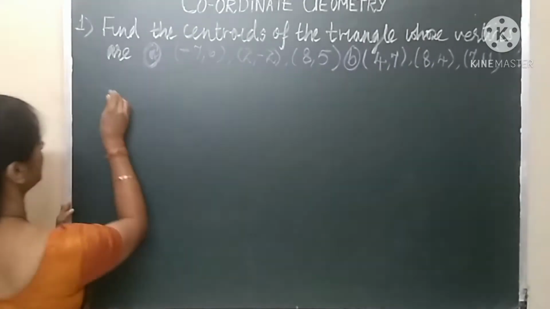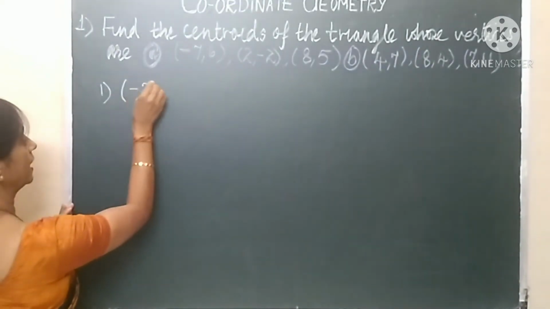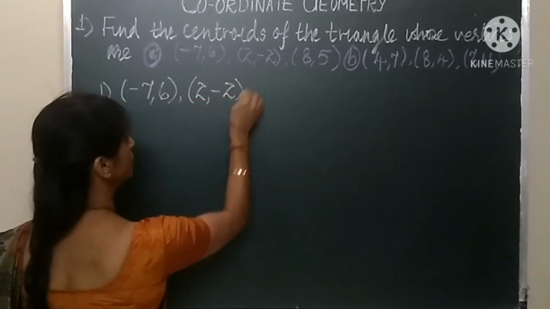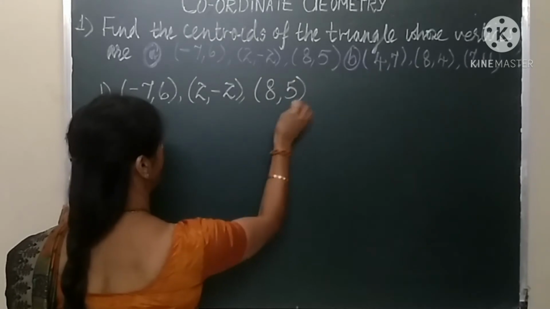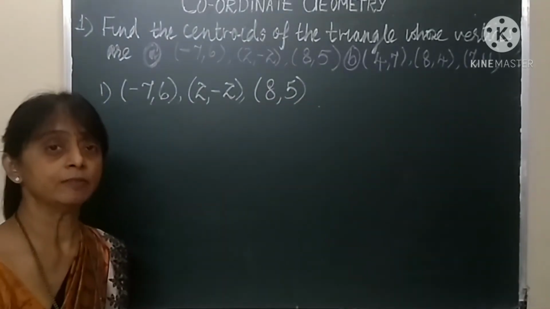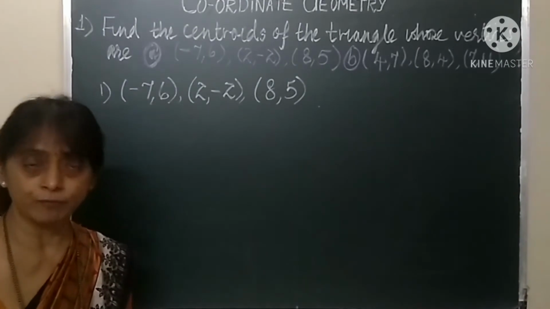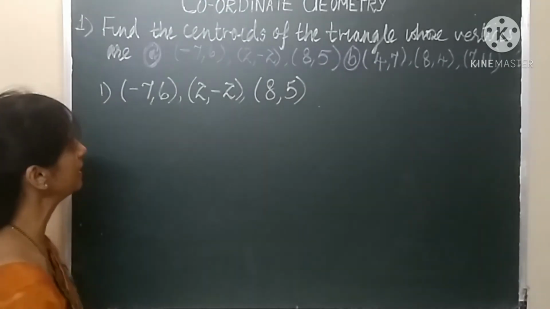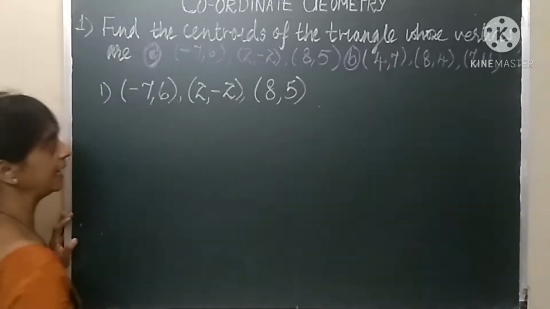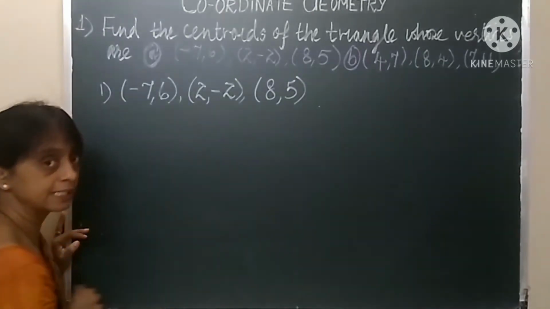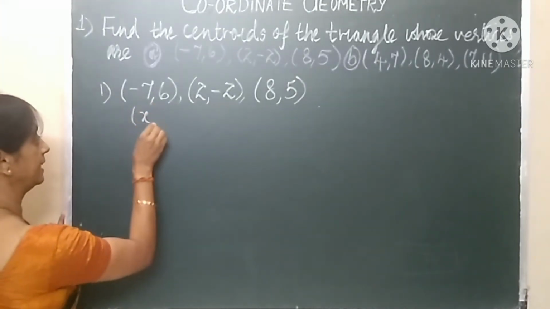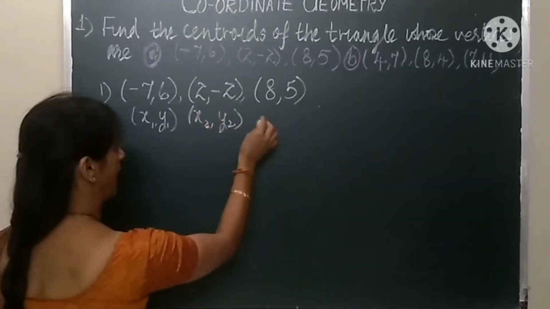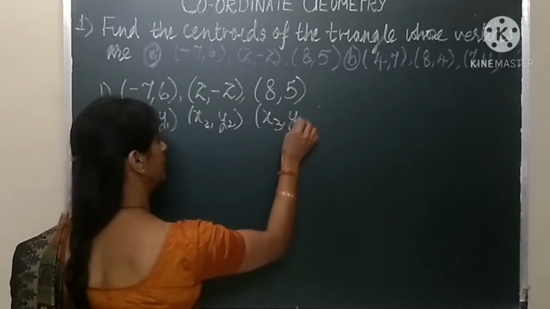So to begin with, the first problem, where the vertices are given as (-7, 6), (2, -2) and (8, 5). Once again I repeat, we know what is a centroid. It is the point of intersection of all the three medians drawn in a triangle. So over here, children, let's assign the values for the coordinates given over here. So let the first one be assigned as x1, y1, x2, y2 and x3, y3.